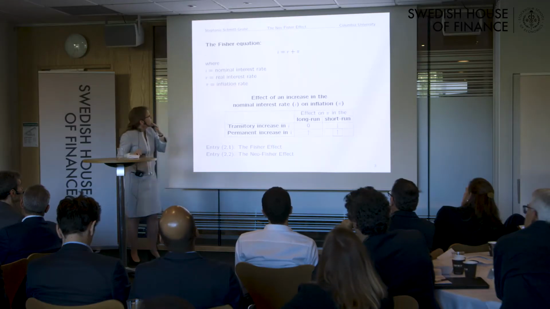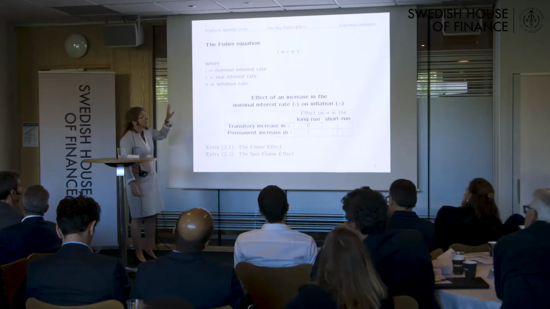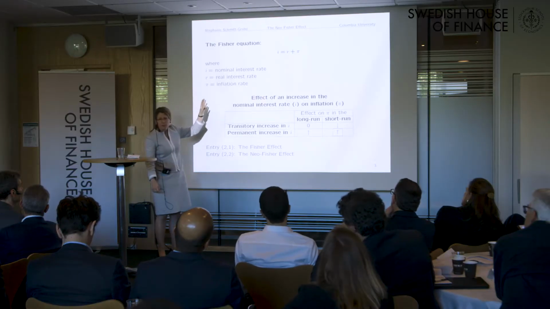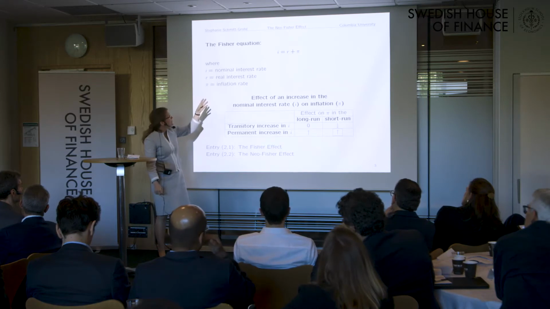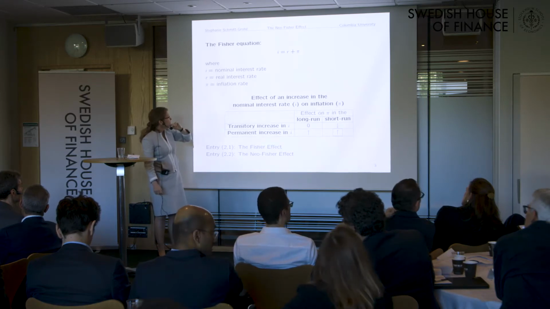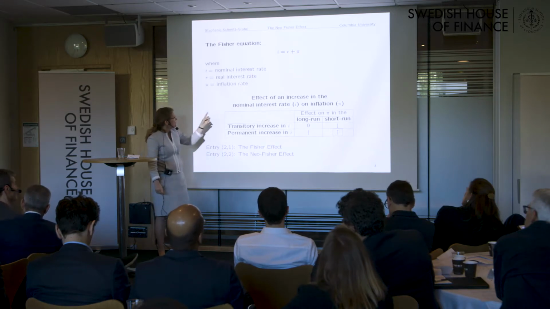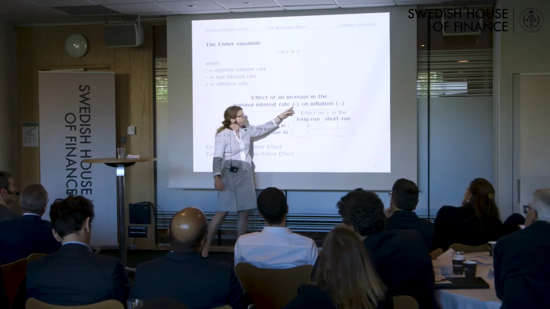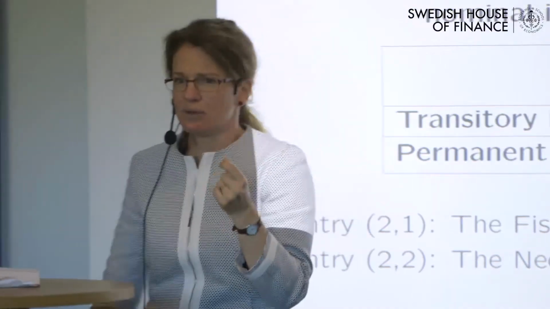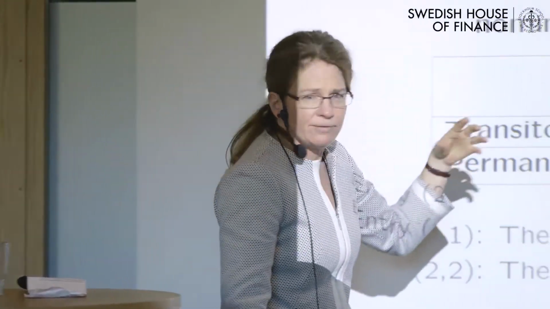Okay, so let's start with something simple, which is the Fischer equation. So I have here I is the nominal interest rate, R is the real interest rate, pi is inflation. And I want to think about what is the effect of an increase in the nominal interest rate I, which I take to be the nominal interest rate that the central bank controls, on inflation.